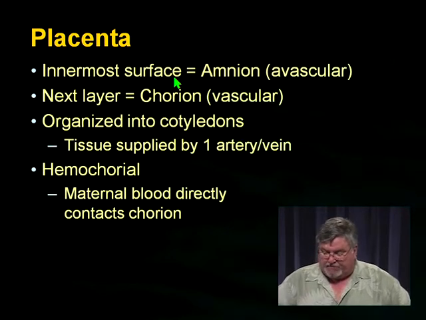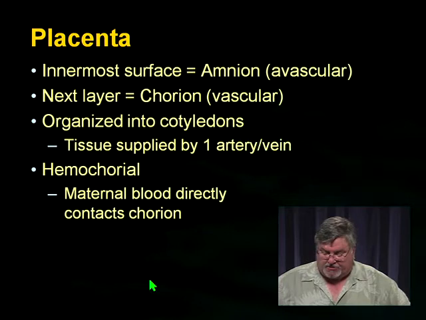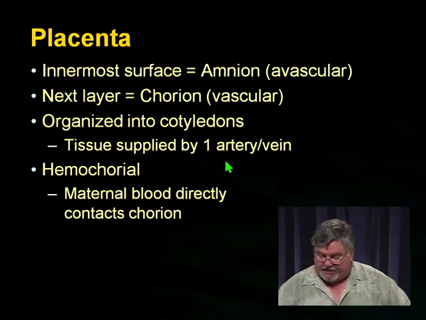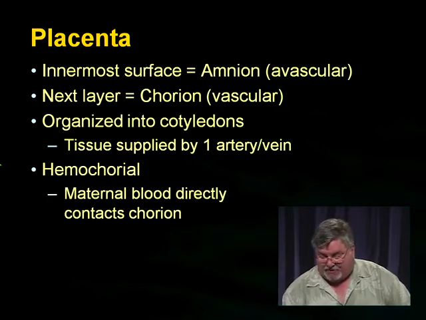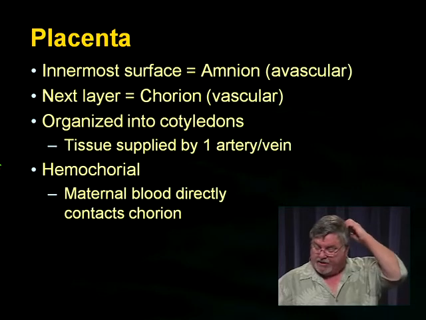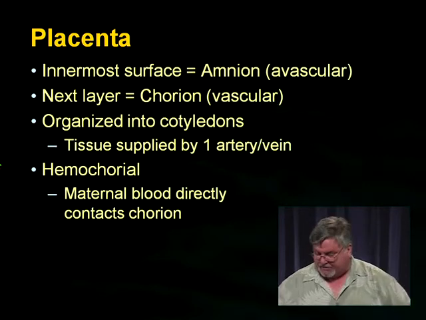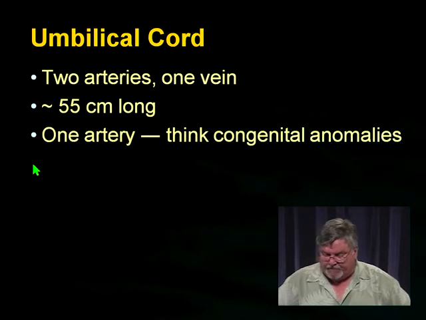The innermost surface of the placenta is called the amnion. The next layer is called the chorion, innermost towards the mom, okay? And then organized into cotyledons. These are discrete groups of tissues that are supplied by one artery and one vein. The human placenta is called hemochorial because maternal blood directly contacts the chorion. Maternal blood directly contacts the chorionic surface of the placenta.